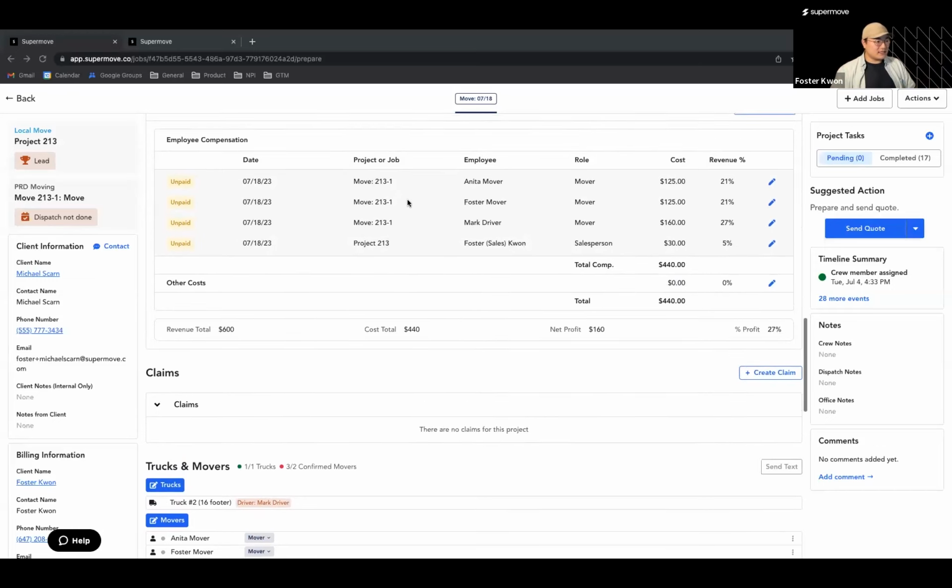In this case, I have a few movers assigned to the job, a driver, and I'm also double dipping as the salesperson, moonlighting as well, so making some commission on that job too. When we break that down, we see the total revenue, the top line for that job, total costs, the profit, and the percent. I'm at 27%, just above that threshold that Tracy was talking about, 25 to 45%.